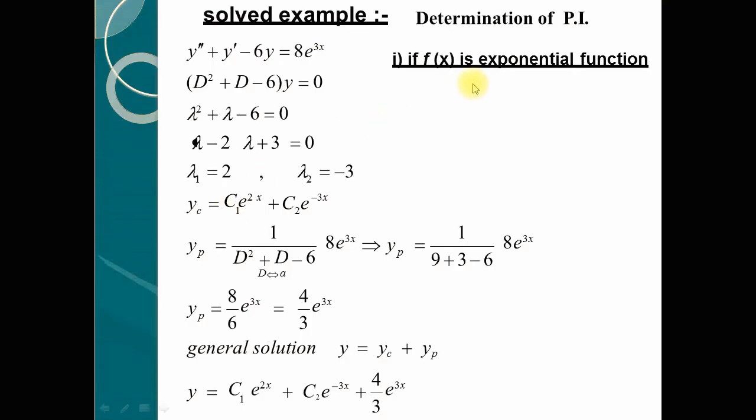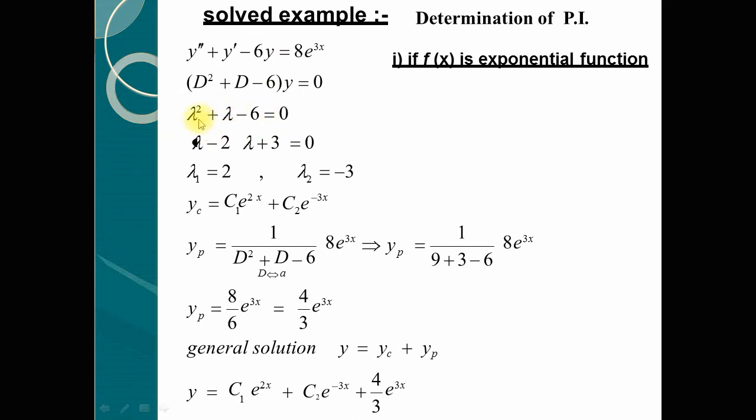Now example number 1, for case number 1, when the right hand side function is in exponential form. You see over here y double dash plus y dash minus 6y is equal to 8 e power 3x. For the complementary solution, first of all write this differential equation equal to 0, (d square plus d minus 6) y is equal to 0. For the auxiliary equation, we can write m square plus m minus 6 is equal to 0. And y is equal to 0 is the trivial solution for this homogeneous part. Now we have to find the non-trivial solution for the homogeneous part.